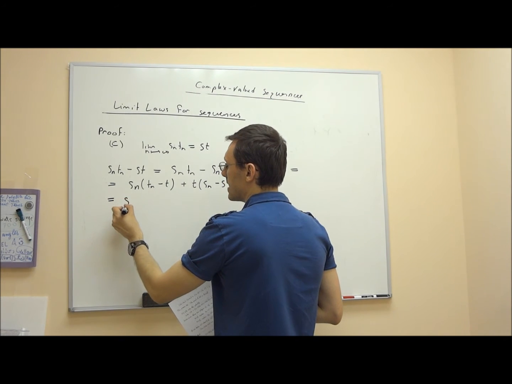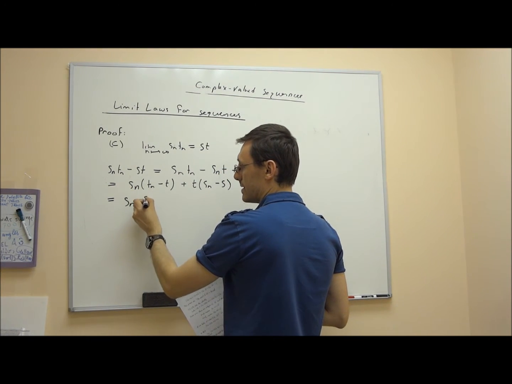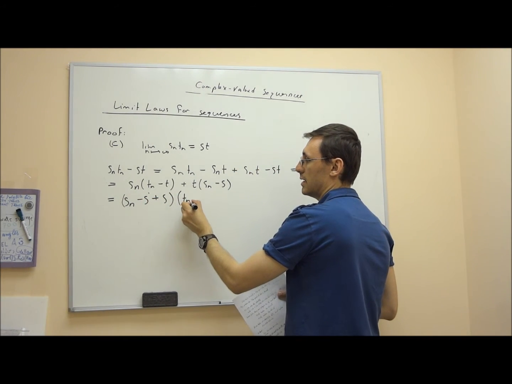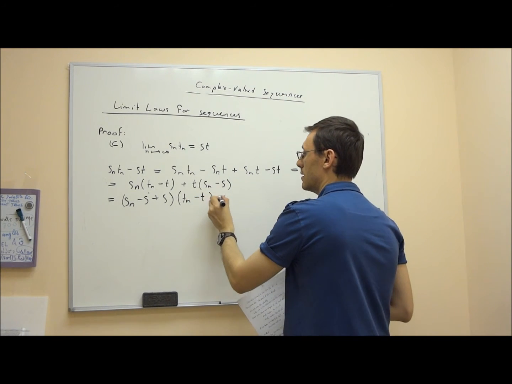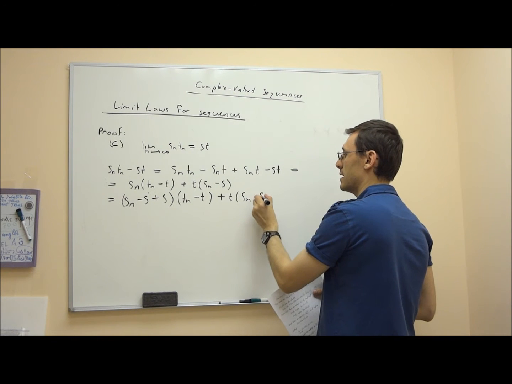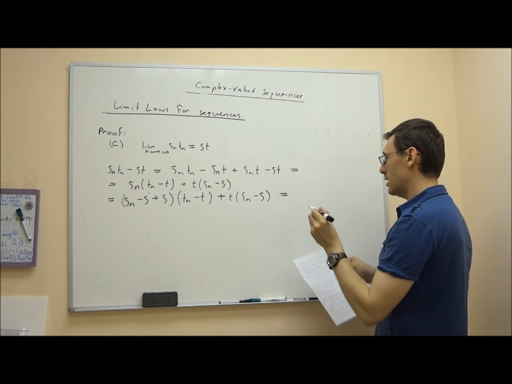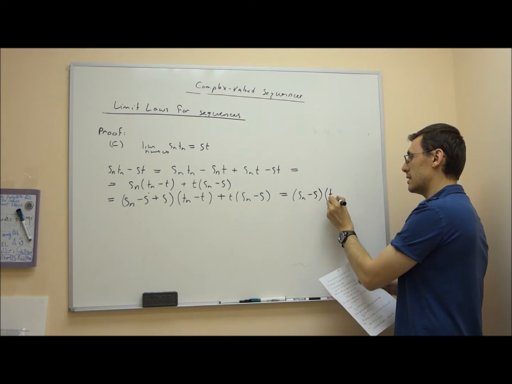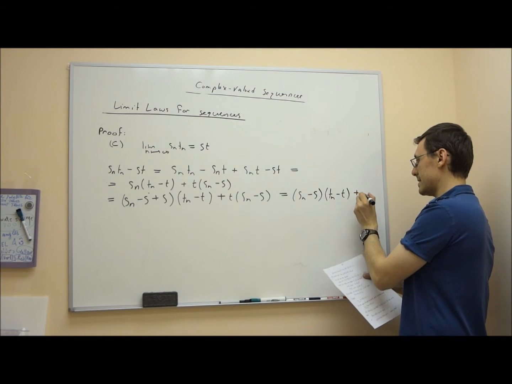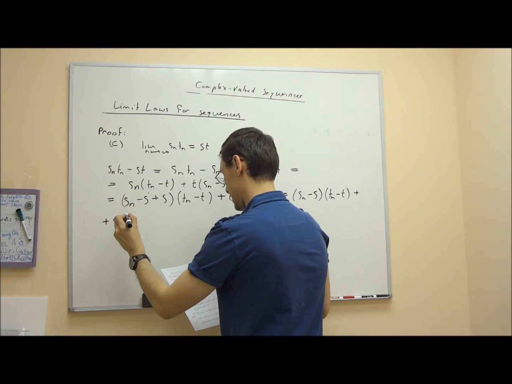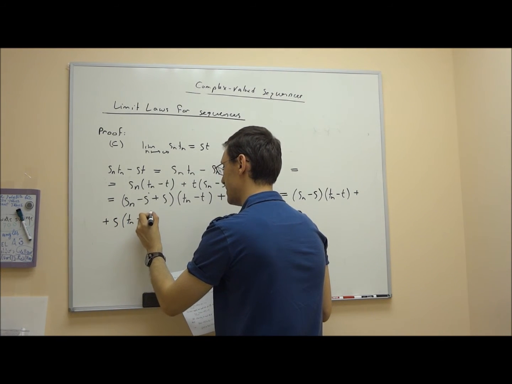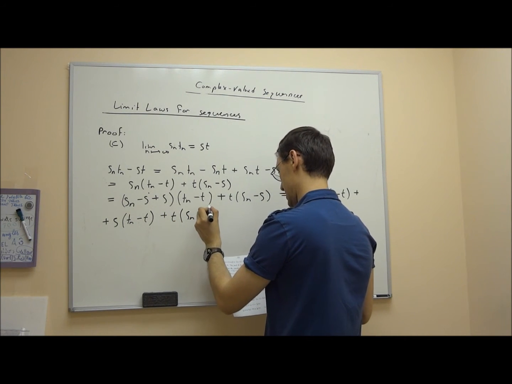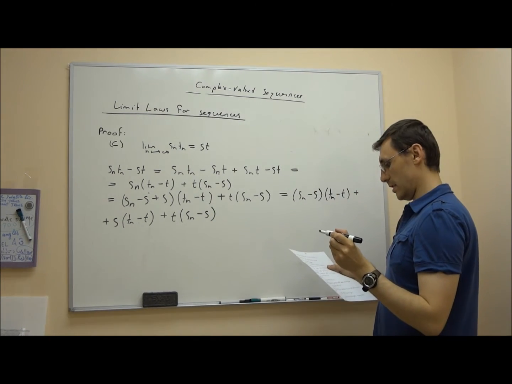And this we can write as Sn minus S plus S multiplying Tn minus T plus T times Sn minus S. And when we simplify the entire thing and factor, we obtain Sn minus S times Tn minus T plus S times Tn minus T plus T times Sn minus S. That's the formula we use.